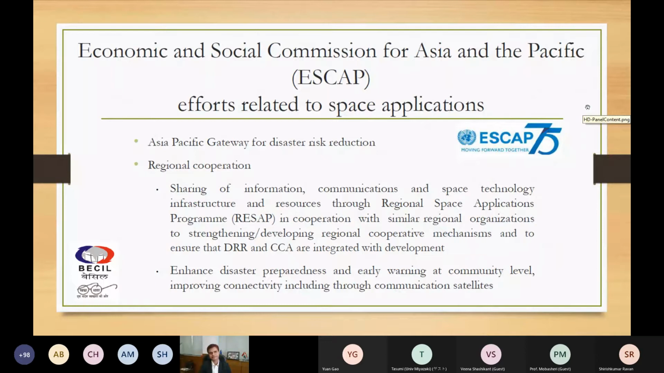So in the global aspect, we know the Economic and Social Commission for Asia and the Pacific efforts related to the space application gateway for disaster reduction and regional cooperation, RESAP. DRR and CCA are integrated with development, which basically enhances disaster preparedness and early warning at the community level, and currently this goes on increasing.